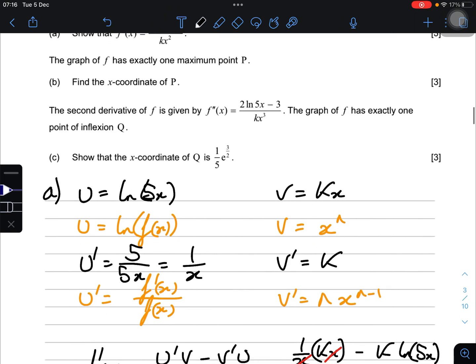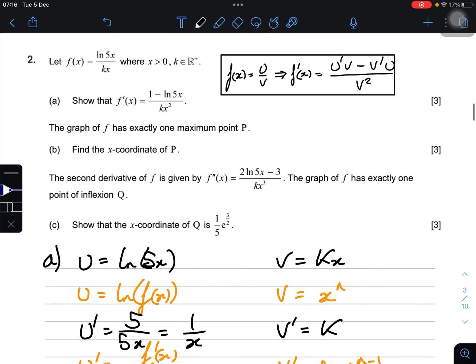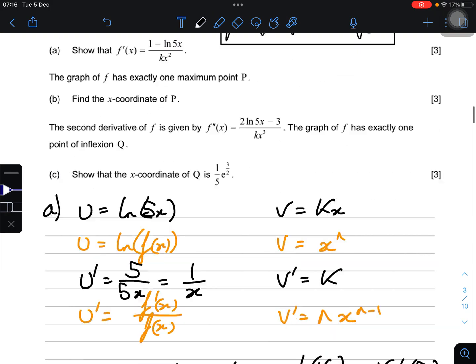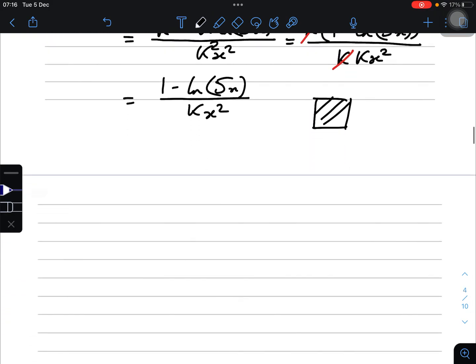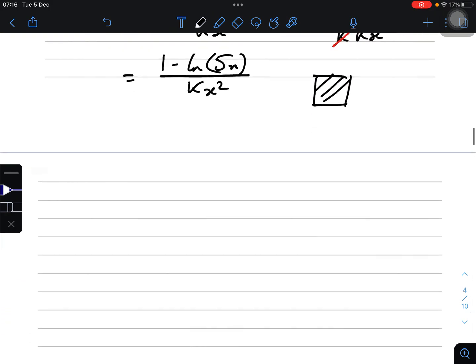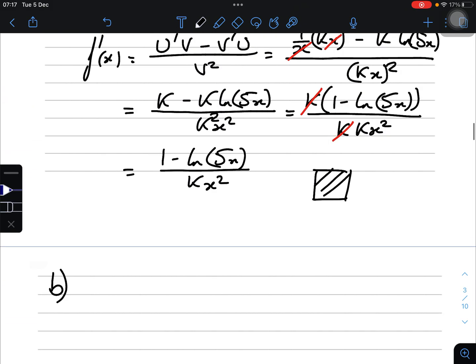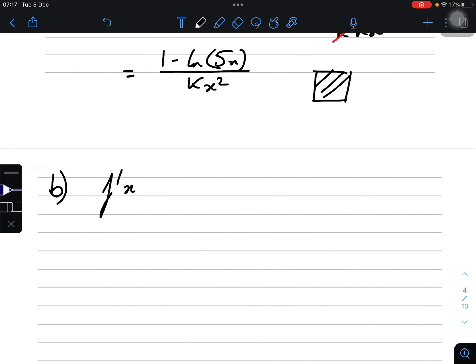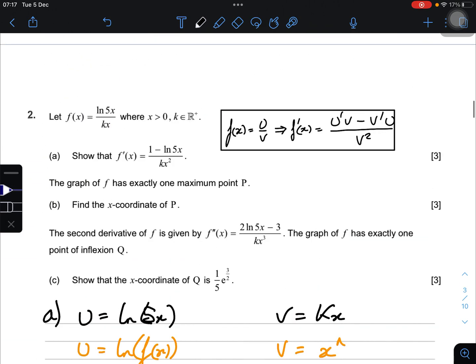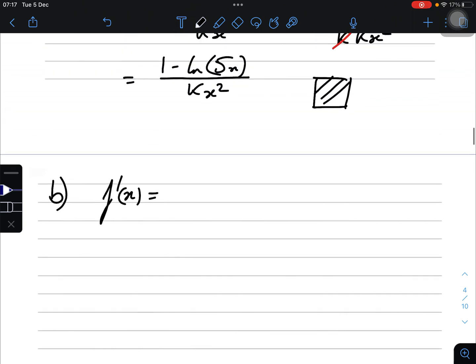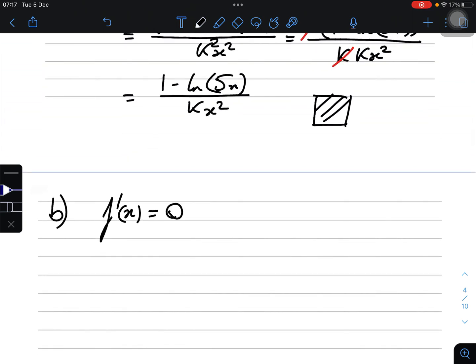So the differential has exactly 1 maximum point P. So this is our differential. And so this question I actually really didn't like, and I'll show you why. Because if we have our differential f dashed of x, and then, of course, to find our stationary points, we need it equal to 0. So this here finds our stationary points, 1 minus ln of 5x over kx squared.